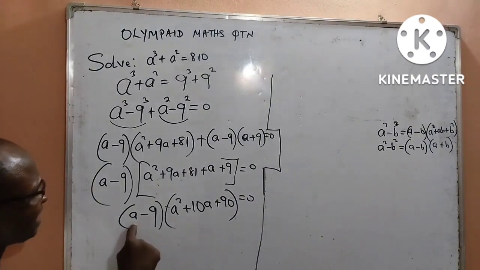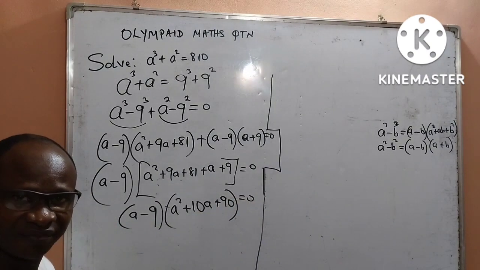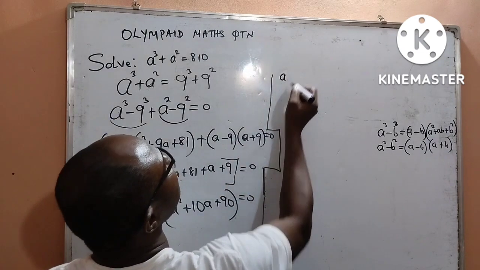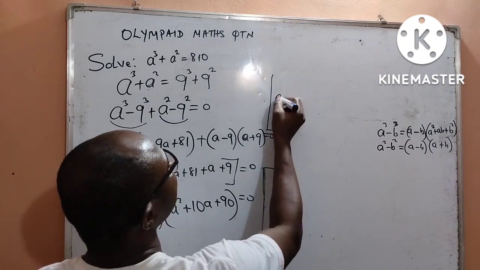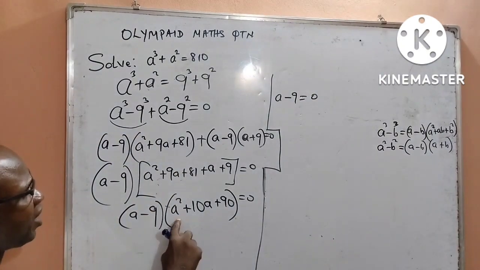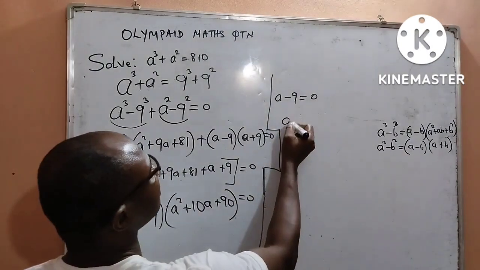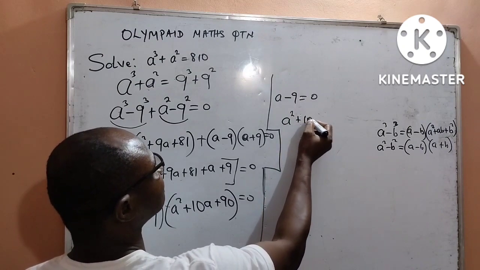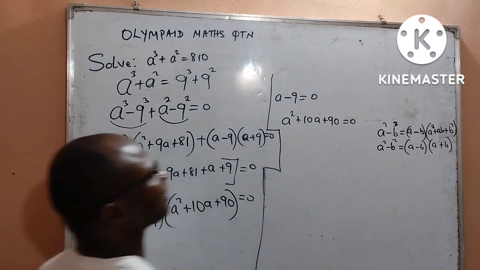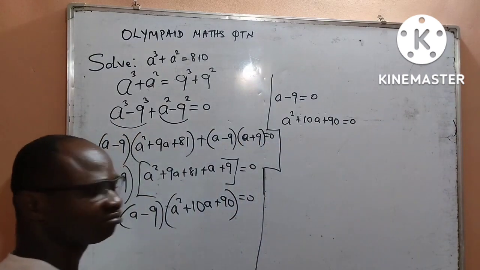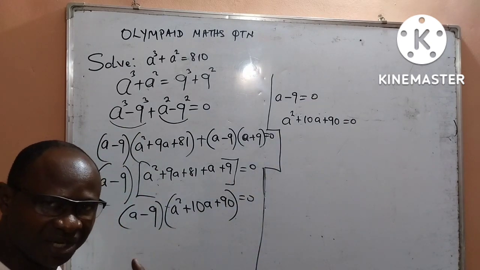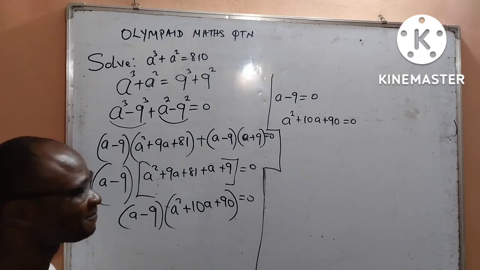Therefore, it implies that the first bracket is equal to 0, and the second bracket also is equal to 0. That means that a minus 9 is equal to 0, and also the second bracket, a raised to the power 2 plus 10a plus 90 is equal to 0. So that is what I have now. From the second bracket, you can see it is a quadratic equation.